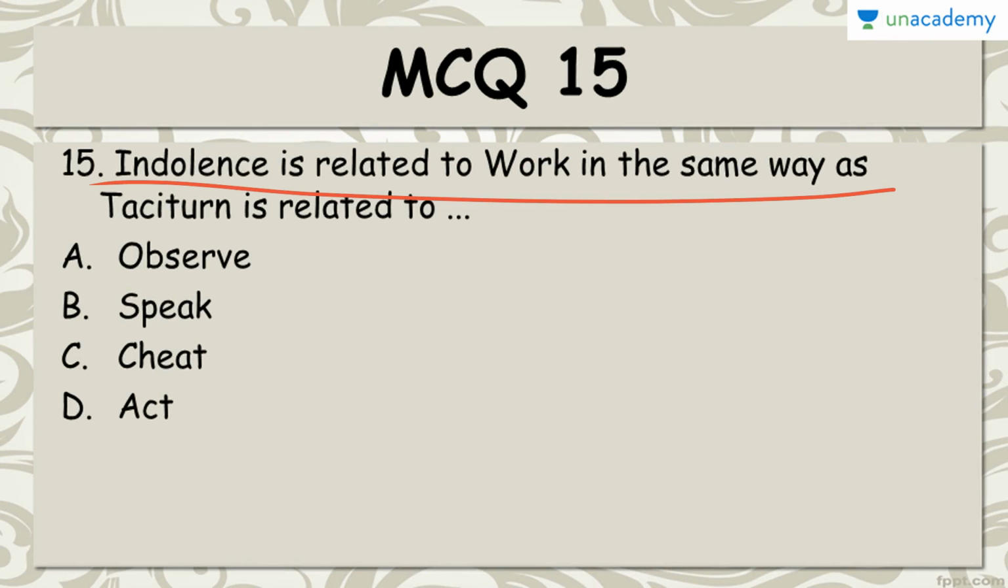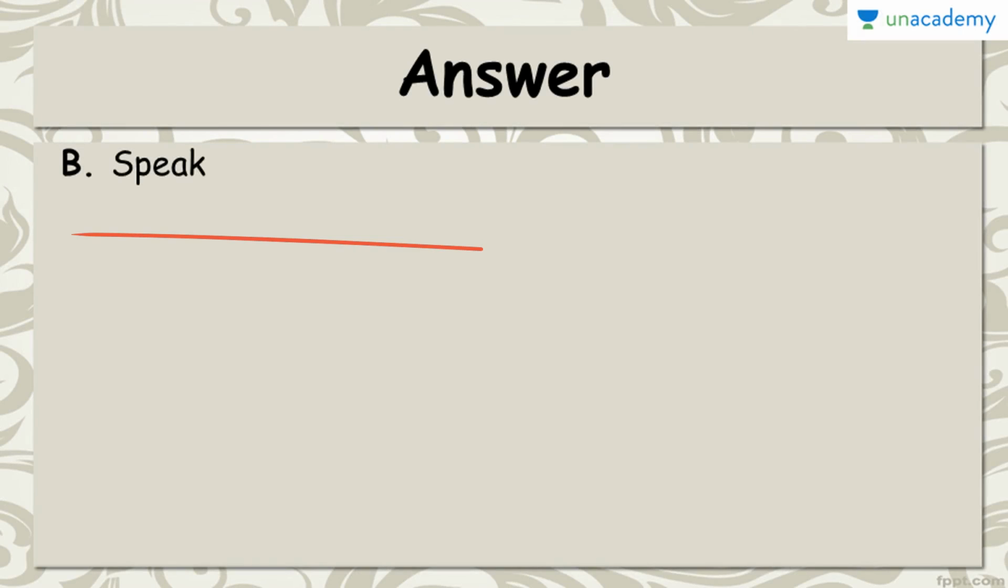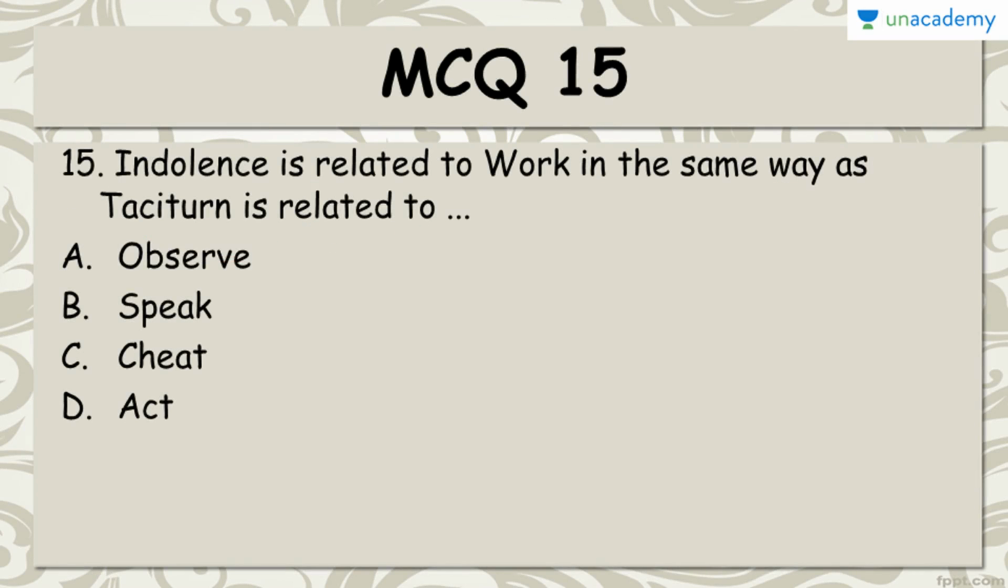Coming to MCQ 15, you have to find what indolence is related to work in the same way as taciturn. Taciturn is related to observe, speak, cheat, or act. And the right answer to this MCQ is to speak. So in the same way as indolence is related to work, taciturn is related to speaking.